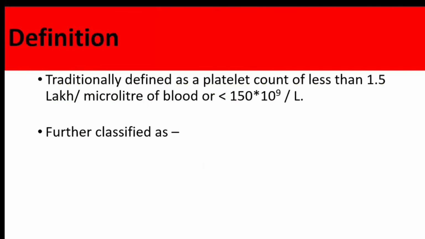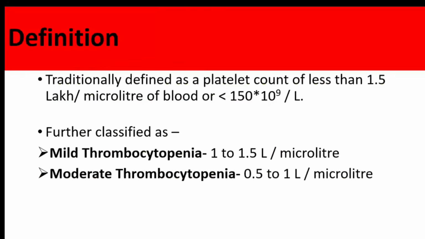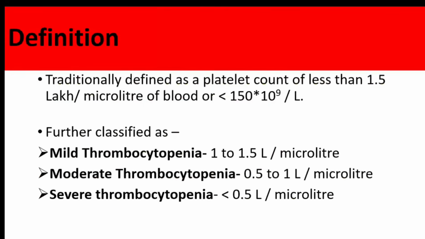Further, on the basis of severity or on the basis of the platelet count, we can classify it as mild, moderate, and severe. So if it is between 1 to 1.5 lakh, you classify it as mild. If it is between 0.5 to 1 lakh, then you classify it as moderate. And if it is less than 0.5 lakh or less than 50,000, classify it as severe thrombocytopenia.